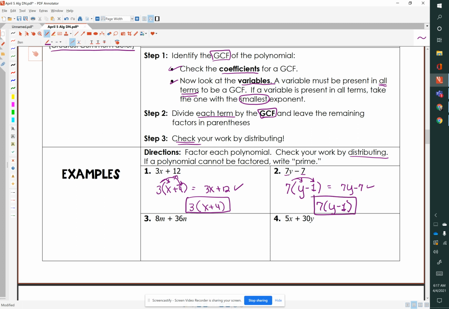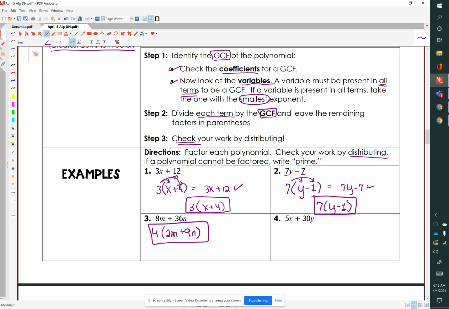Number 3, let's see, we have 8m plus 36n. There's no variable that can come out. It must be present in both of the terms. But we can pull out a 4. So 8m divided by 4 is 2m. 36 divided by 4 is 9, and we have that n there. And that's our final factored form. If we distribute the 4 back through, we have 8m plus 36n.